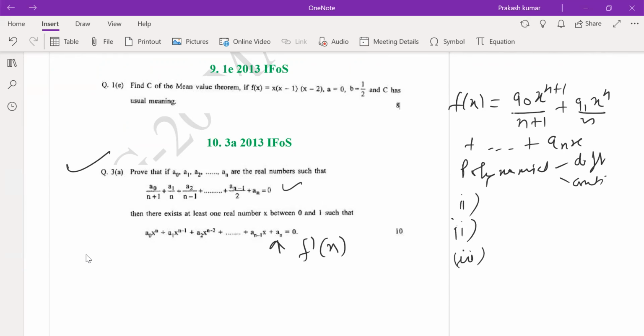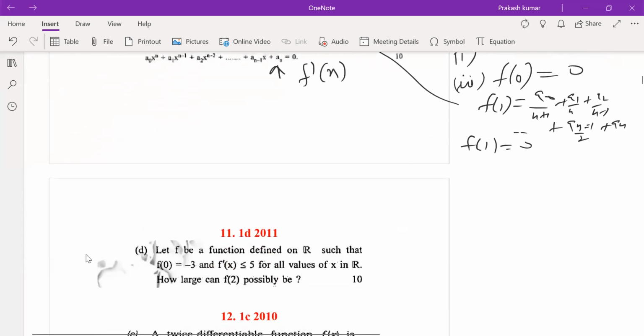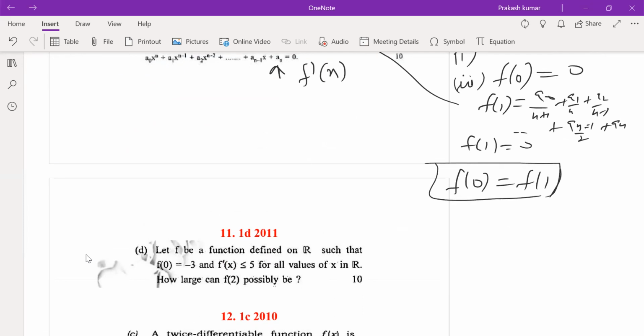Now check condition number 3. What is f of 0? Because all terms contain x, f of 0 will be 0. What is f of 1? f of 1 equals a naught upon n plus 1, plus a1 upon n, plus a2 upon n minus 1, and so on up to an minus 1 upon 2 plus an. And from this condition, we know that this is 0, so f(1) also equals 0, right? So the third condition is satisfied, that f(0) is equal to f(1).